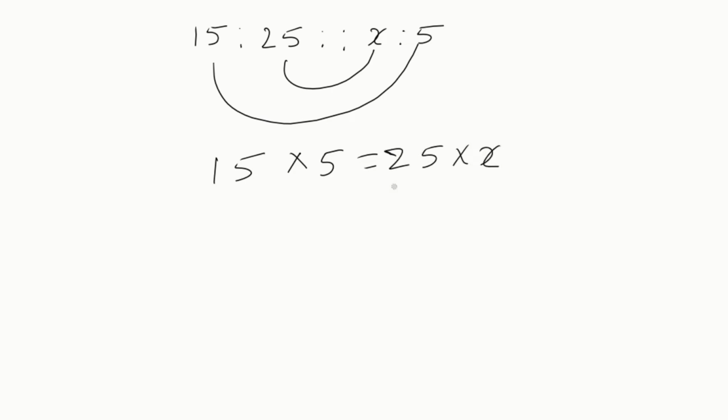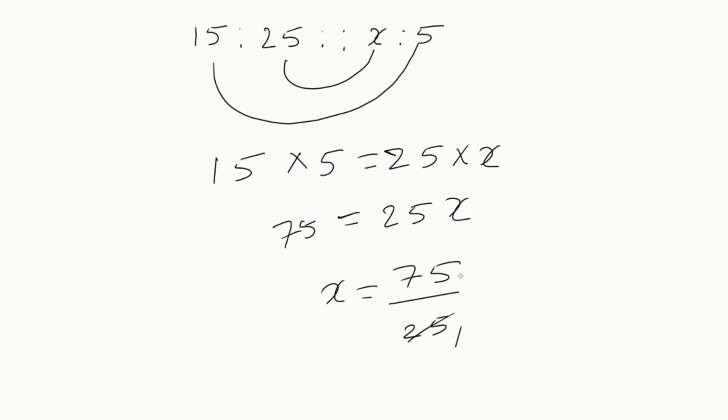15 into 5 is equal to 25 into x. So 15 into 5 is 75. So 25x. So x is equal to 75 by 25. So x is equal to 3. I hope you all did the problem.